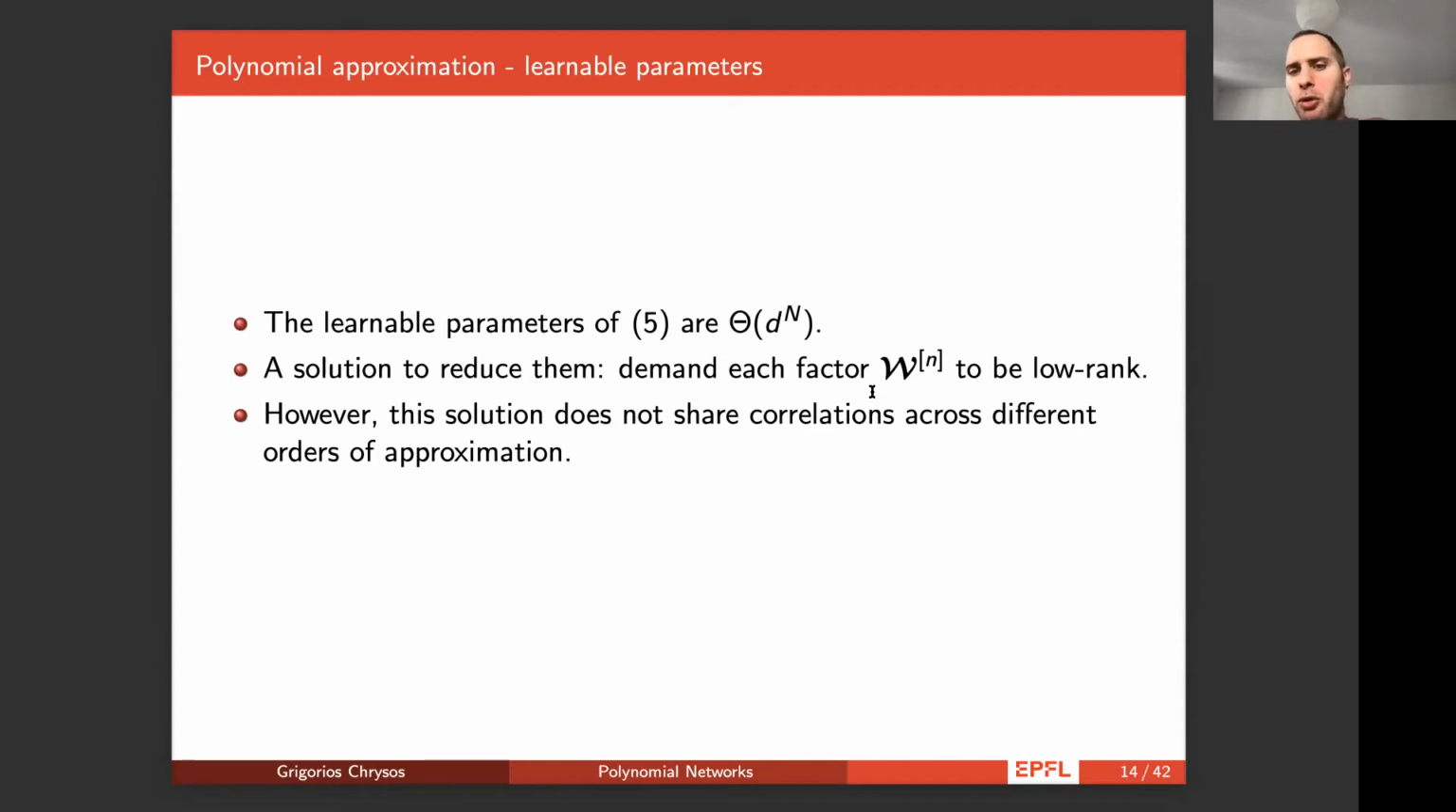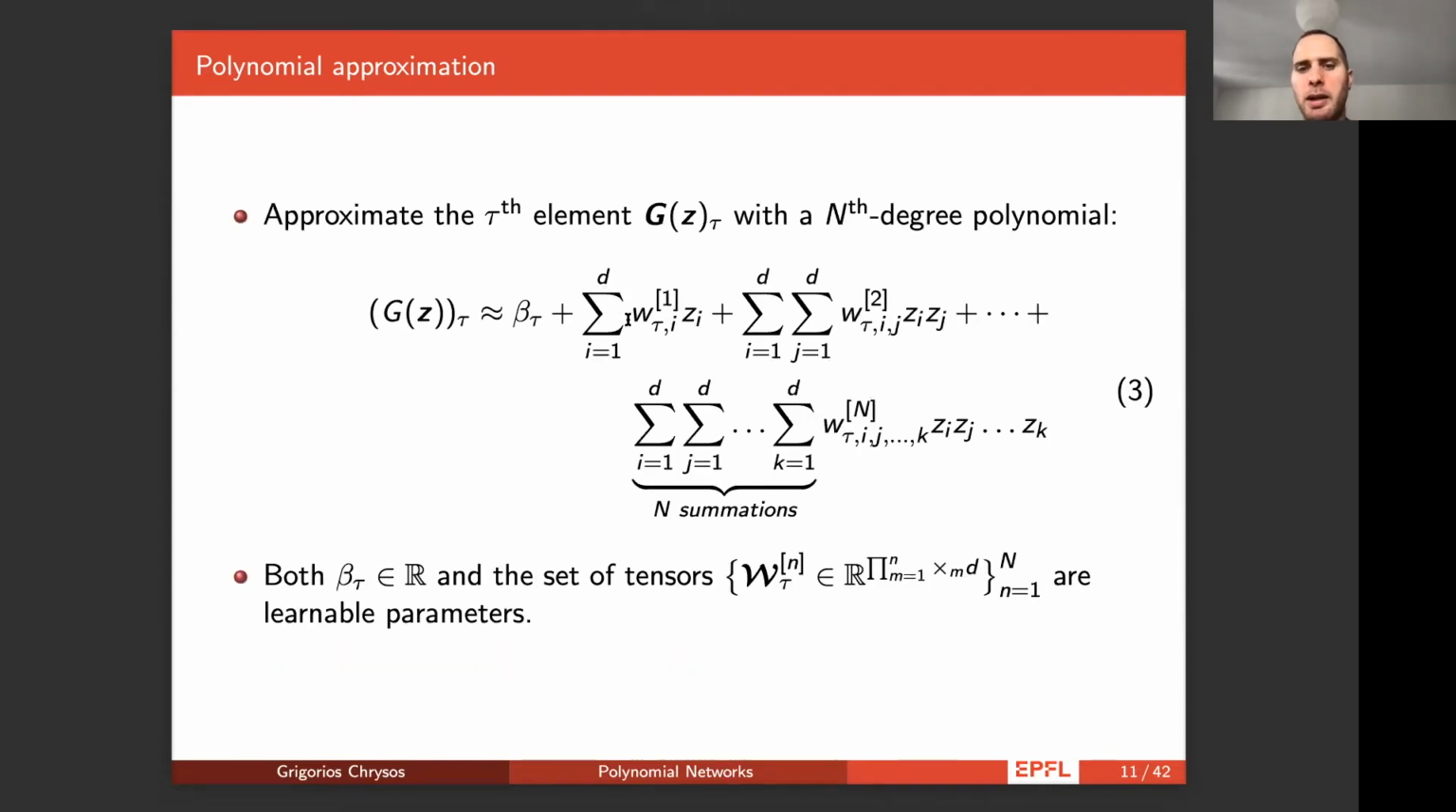One reasonable solution would be to use what I introduced a few minutes ago, which is CP decomposition or any other standard decomposition, and make each tensor W^n low rank. However, this has two problems. Number one, it still is exponential. And number two, it does not share correlation across different orders of approximation. What does this mean? This tensor W1 and this tensor W2 do not need to be independent. In fact, if you think of Taylor expansion, this would be something like the first derivative, this would be the second derivative, and so on. They are not independent.